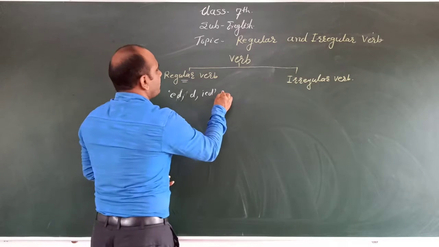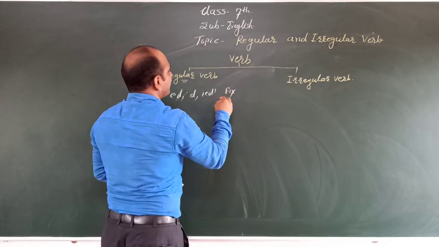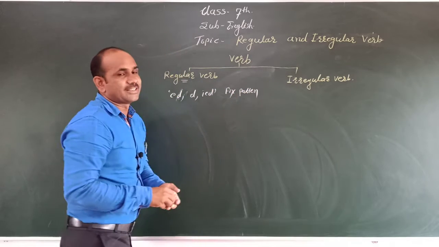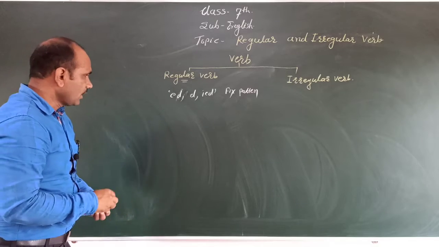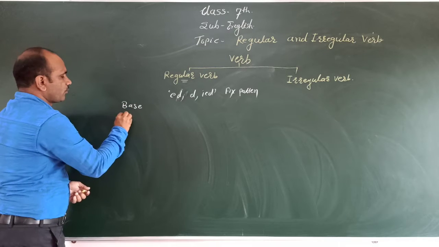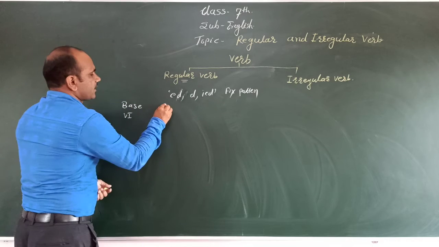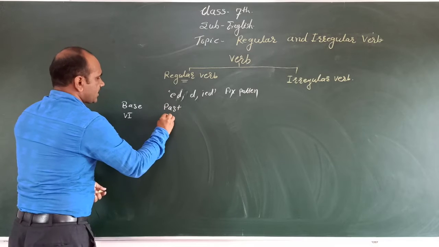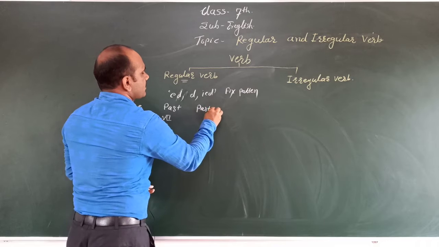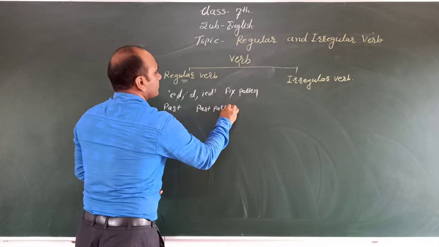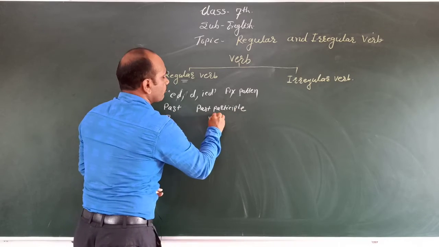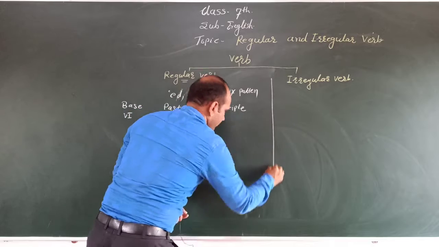And its pattern is a fixed pattern. Which pattern is fixed? Regular verb pattern is a fixed pattern. There is no change at the end of the verb. We discuss here the base form, meaning the first form of the verb. Second, past, meaning the second form of the verb. Then we discuss past participle. Past participle means the third form of the verb.